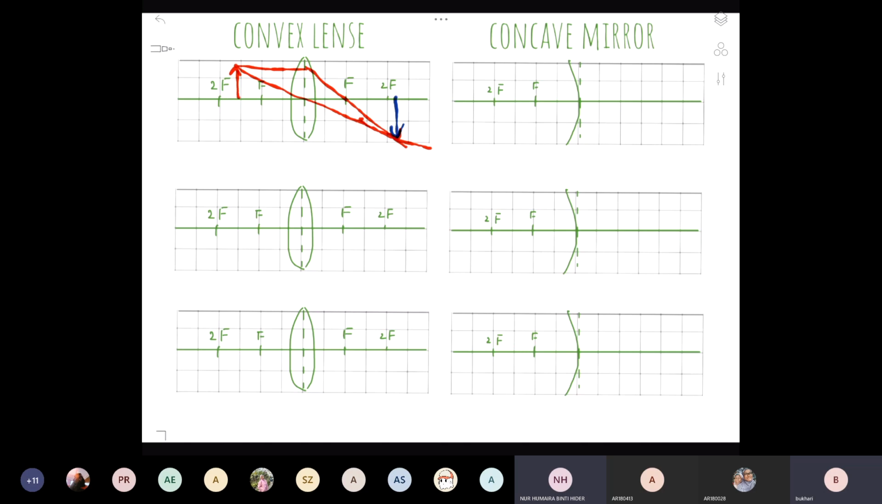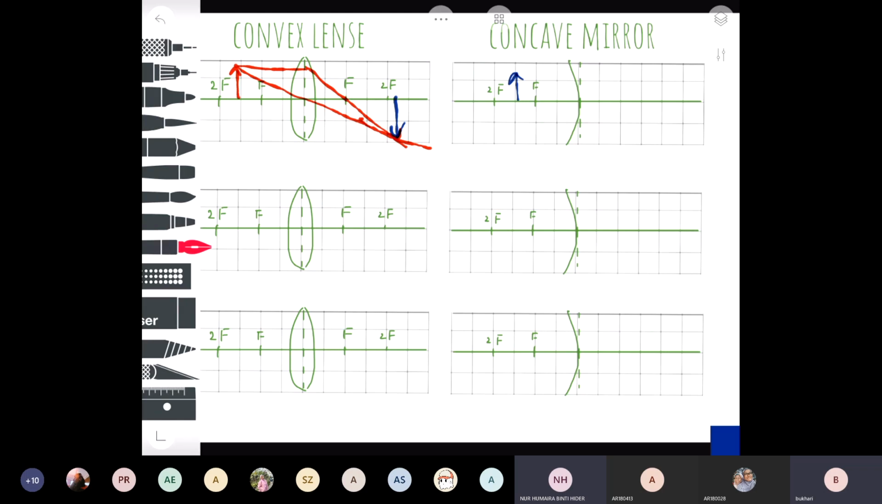Okay, let us discuss the characteristics. Is it upright or inverted? Inverted. Correct. Okay, what else? Is it real or virtual? Real, because you can see the intersection of light. Is it smaller or bigger? Bigger. Okay, so we have three characteristics: bigger, inverted, and real. And then we are going to do this one. Here's the object. And then how are we going to apply the rule?